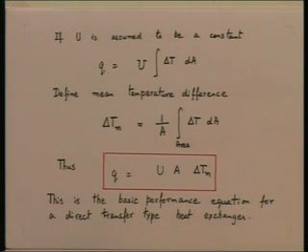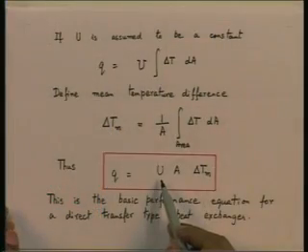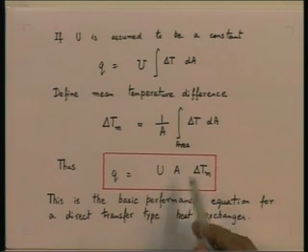So, suppose I have a direct transfer type heat exchanger, whatever it be, shell and tube, plate fin, plate, whatever it is. If I want to calculate the Q, the amount of heat transferred per unit time in that heat exchanger, I will need to know the value of U, the overall heat transfer coefficient. I will need to know, of course, the heat transfer area, and I will need to know the mean temperature difference for the heat exchanger. I will need some expression for calculating the mean temperature difference.